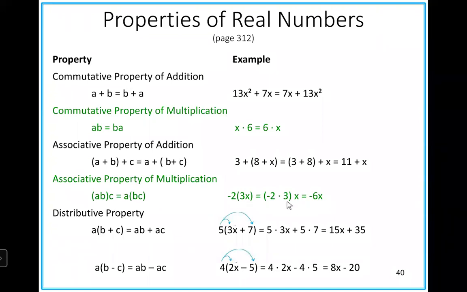And then we have the distributive property, where if you have a term outside the brackets, when you remove the brackets, you have to multiply each of the terms in the brackets by the term outside. So you see 5 times 3x plus 7. When you remove the brackets, it becomes 5 times 3x plus 5 times 7. So everything in the bracket is going to be multiplied by the term outside the bracket. And so that's your distributive property.